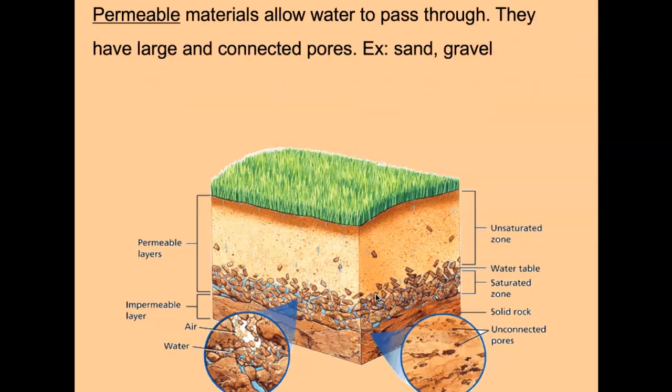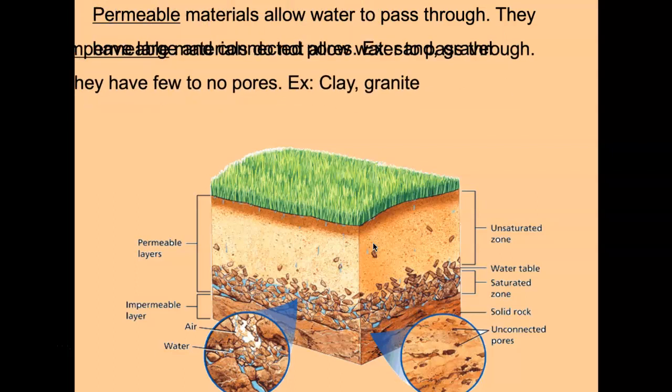So permeable materials are going to allow water to pass through them. Your topsoil and sandy layers here, those are going to have large sediments. They're going to have connected pores, which means the water is going to be able to move down through this layer. And sand and gravel are some other examples.